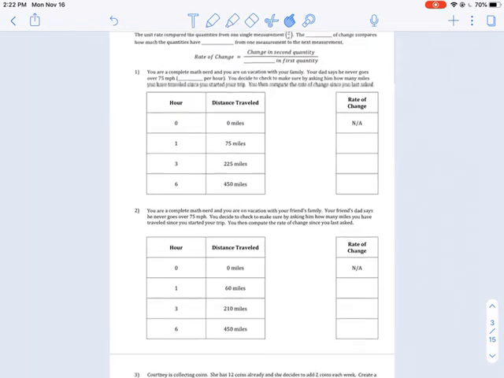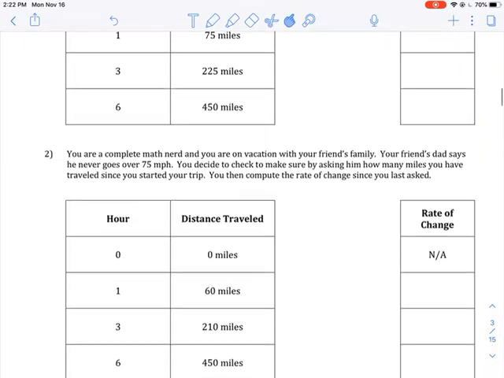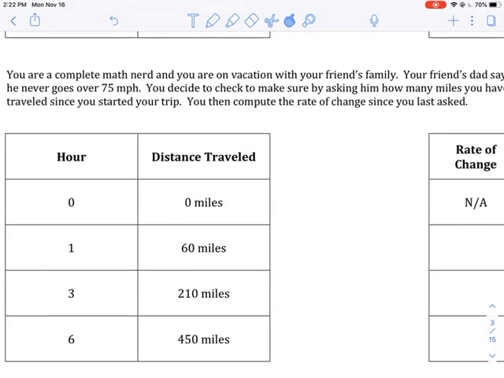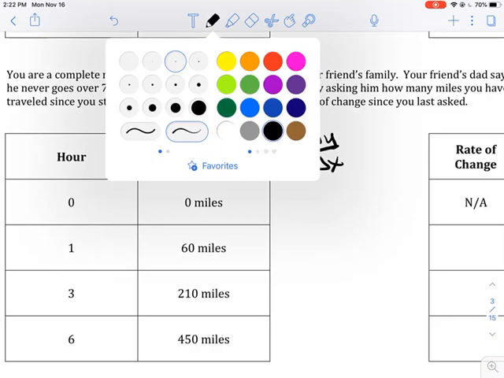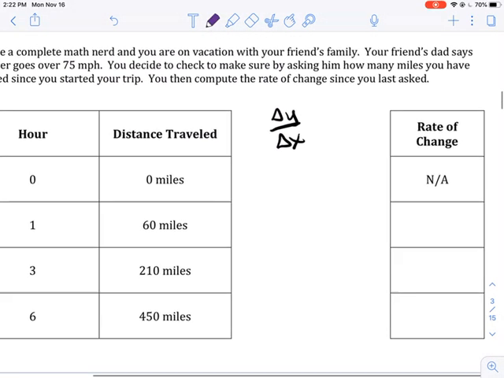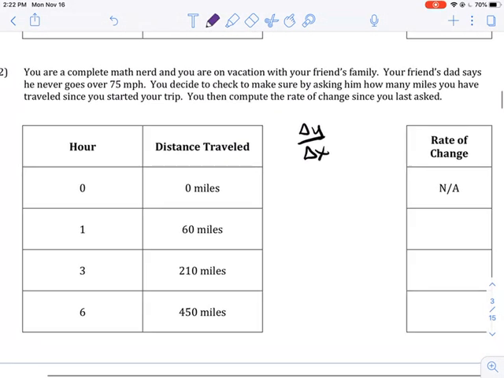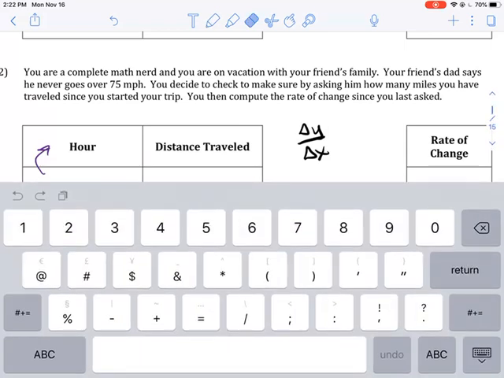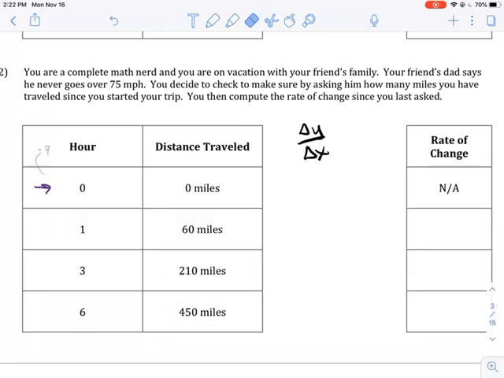Let's go ahead and write our formula for rate of change. It was change in Y over change in X. I'm going to write that up here so that we can refer back to it. All right, let's go figure this out. So for our first rate of change, it already says not applicable, because if you were to look and say, how much has it changed right now that we're at hour 0? Well, it hasn't changed because we don't have an hour before that. So let's go to our next box and work from there.